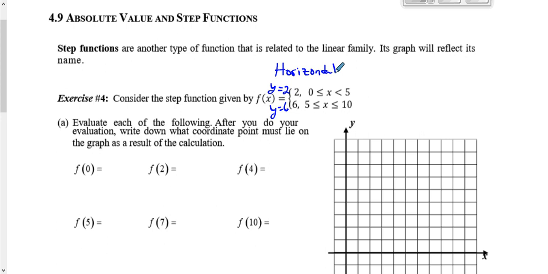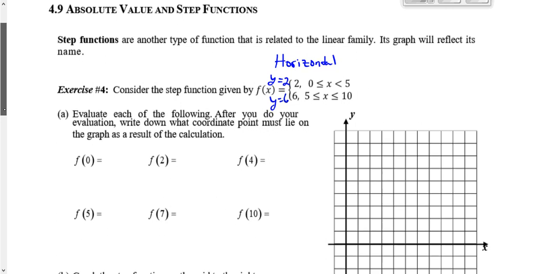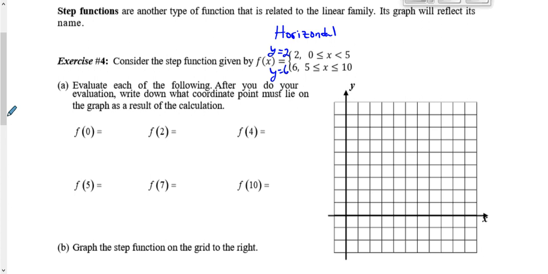So here they want us to find some f of things. If our x is 0, f of 0, which one does 0 fall into, the top or the bottom? Top, because that's between 0 and 5, right? So f of 0 equals what? 2. Now let's take an x of 2. What is f of 2? Which one does it go into? Just a 2. F of 4, 2. F of 5, 6. Now that goes in the bottom one, right?